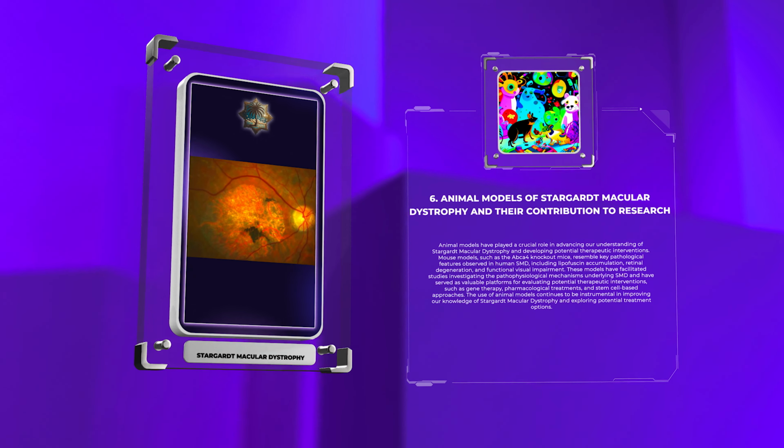Certain populations with a higher frequency of consanguineous marriages may have a higher prevalence of Stargardt macular dystrophy. Understanding the global prevalence of the disease is important for public health planning and providing appropriate care for affected individuals.